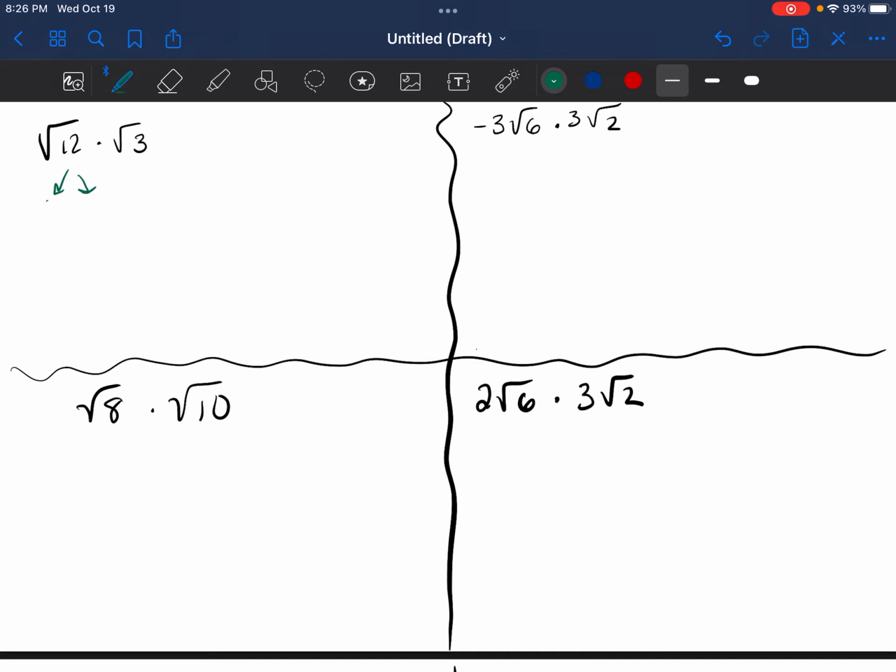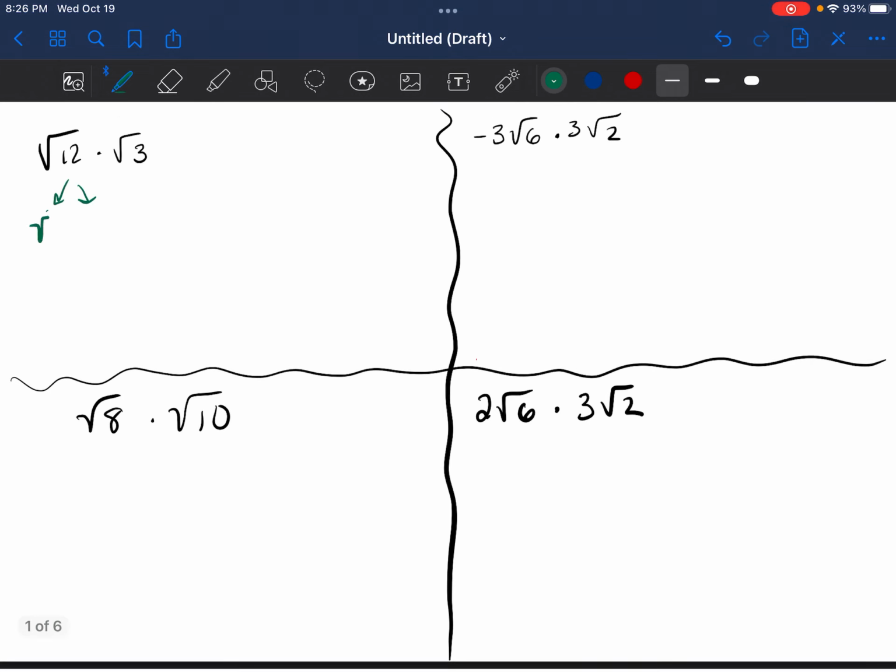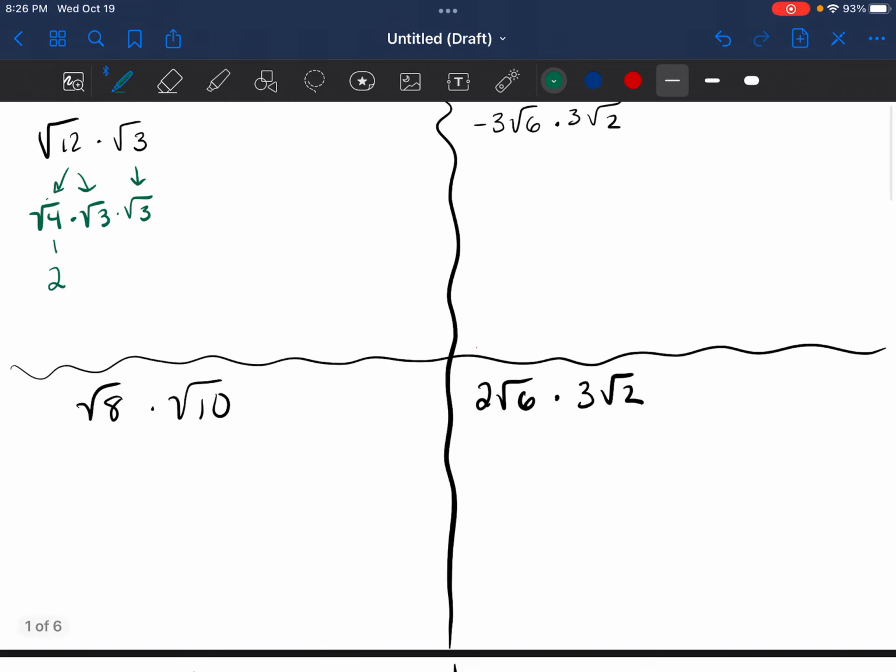So I'm going to start by factoring the square root of 12. I know that this would be equal to the square root of 4 times the square root of 3. And I'm going to bring down this square root of 3. So the square root of 4 is 2. And the square root of 3 times the square root of 3 is just 3. Now I'm going to multiply those two together, and I get 6.